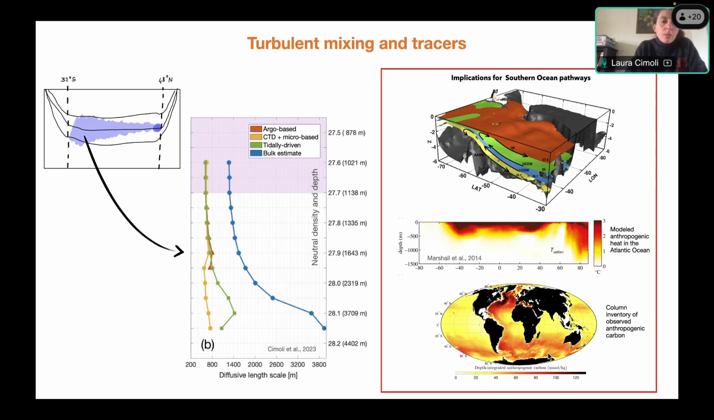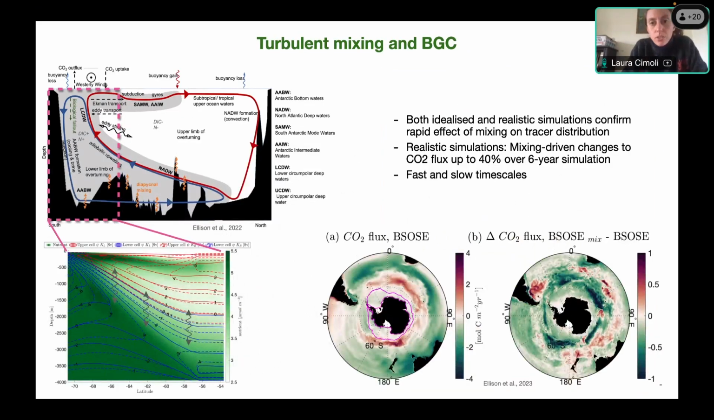The last bit is still tracer related, but I call it BGC, in terms of biogeochemical processes, because it's really focusing on how mixing can affect biogeochemical processes, but on much faster timescales.